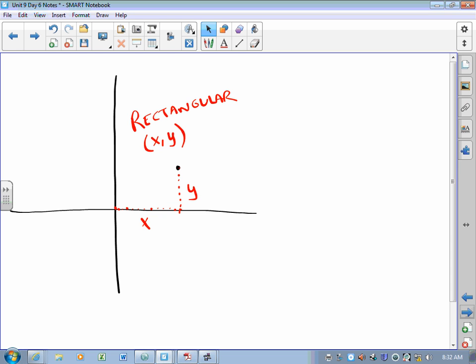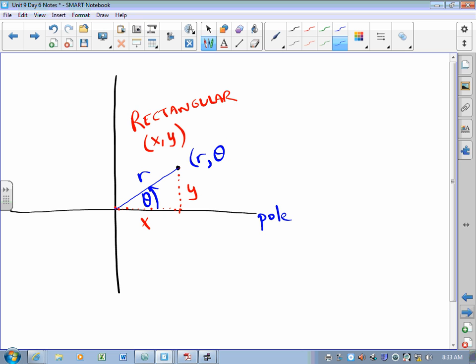So what happens if we decide to turn the system on its head? What happens if we say, I'm not going to go over and up, I'm going to go out some distance r, a radius if you will, and I'm going to rotate some angle theta with respect to what used to be called the positive x-axis, but is now called the pole. Well, if that's the case, then the coordinates of our point are r, theta, and they are called polar coordinates. In a polar coordinate system, we measure out from the origin and around the pole rather than over and up.